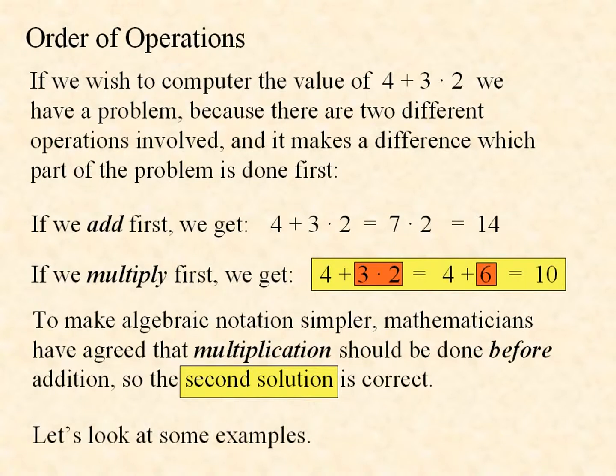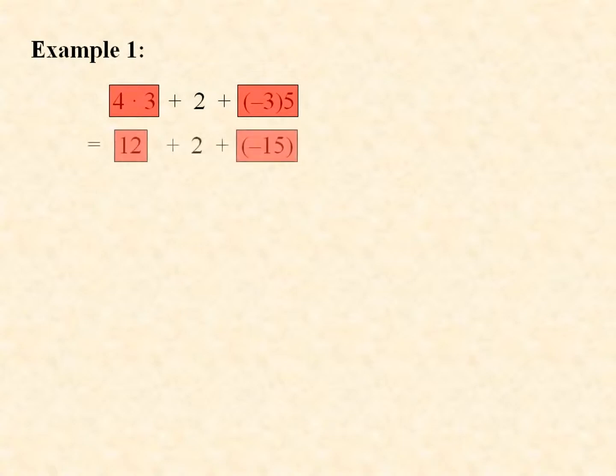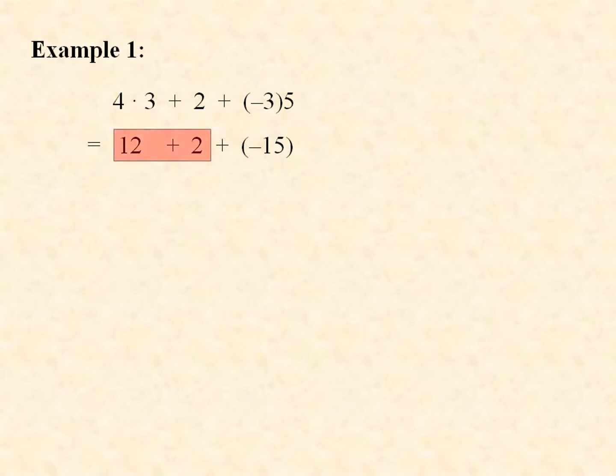Let's look at some examples. Example 1. 4 times 3 plus 2 plus -3 times 5. We do the multiplication parts of this problem first. That gives us 12 plus 2 plus negative 15. Then we evaluate this sum going left to right. 12 plus 2 is 14, so we have 14 plus negative 15, which gives us negative 1.